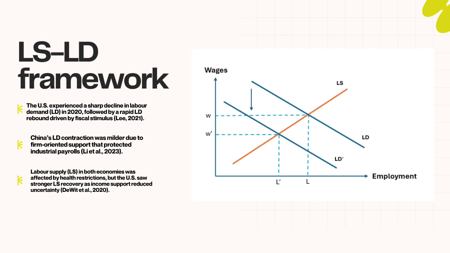In the US, COVID caused a sharp leftward shift in labor demand as businesses closed and hiring froze, leading to major job destruction in 2020. In 2021, reopening and fiscal stimulus shifted LD rightward, driving rapid rehiring. In China, the LD shift was far smaller. Targeted lockdowns and continued industrial activity limited the fall in labor demand, so job losses were modest. In 2021, LD shifted slightly right as the economy reopened.